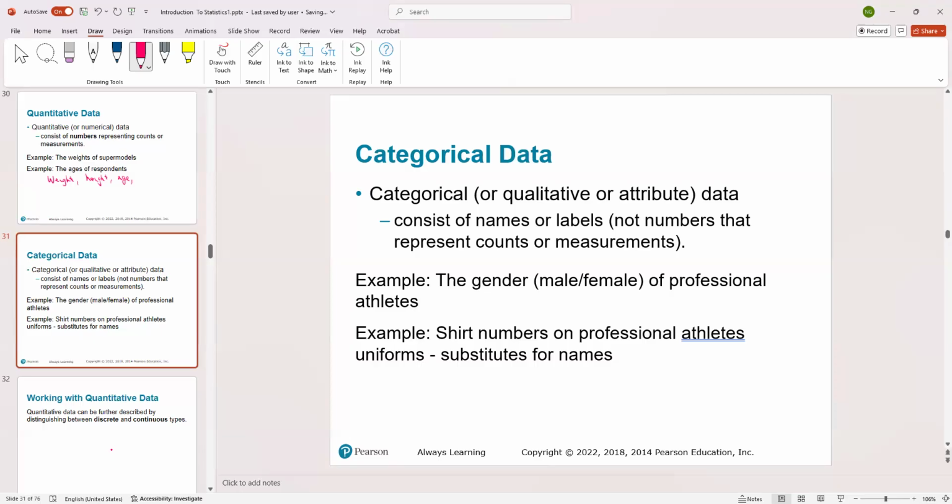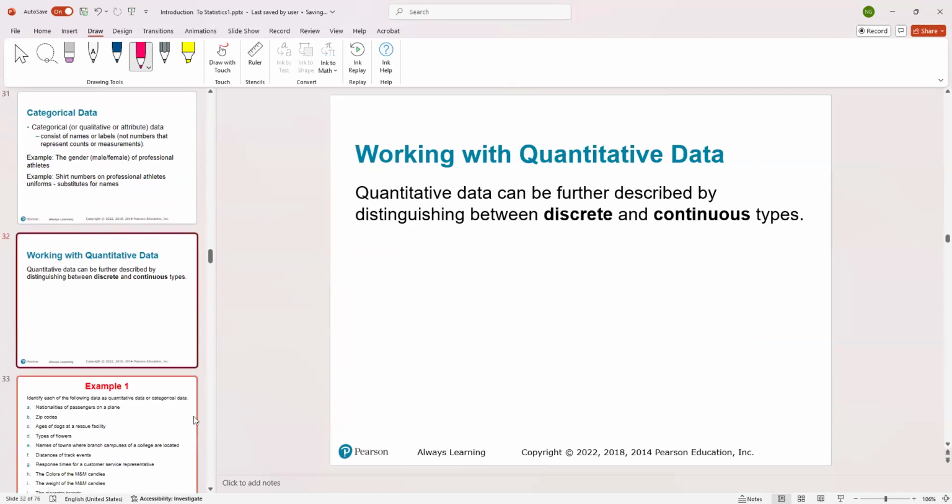But if I say, what is your major? The fact that someone is in engineering and someone else is in nursing, or someone else is in biology, or someone else is in administrative science, doesn't mean you can organize them in order, which one comes first and second. So that's why we said those are qualitative data. How do we work with those data?